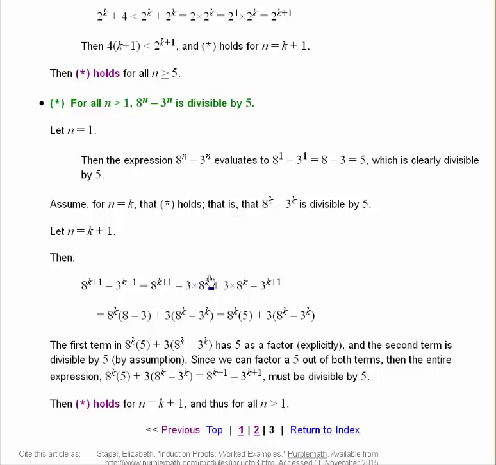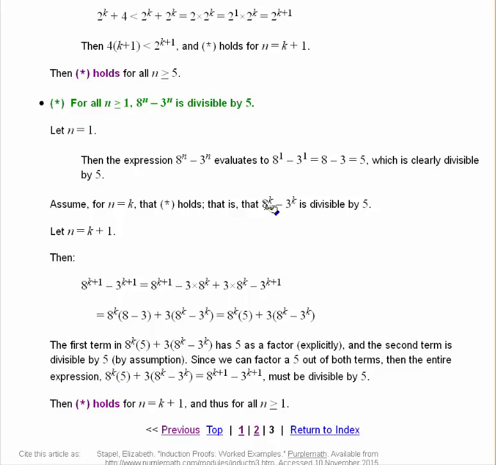Now this is really a trick. It's really quite clever, but we'll see that it works. What happens when you group the first two terms? Well, you have 8 to the k times 8 minus 3. Factor out a common factor of 8 to the k. Then what about the second two terms? Well, they have a common factor of 3. So here I have 8 to the k times 5 plus 3 times 8 to the k minus 3 to the k.